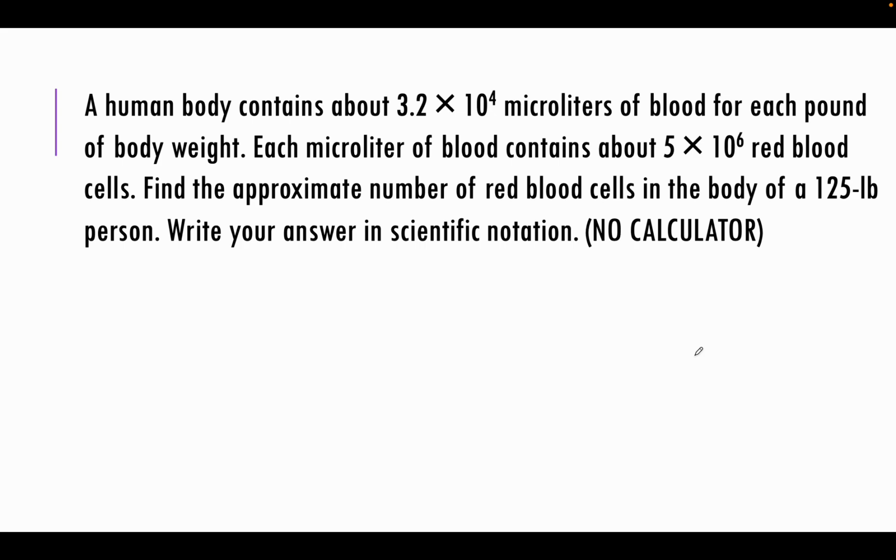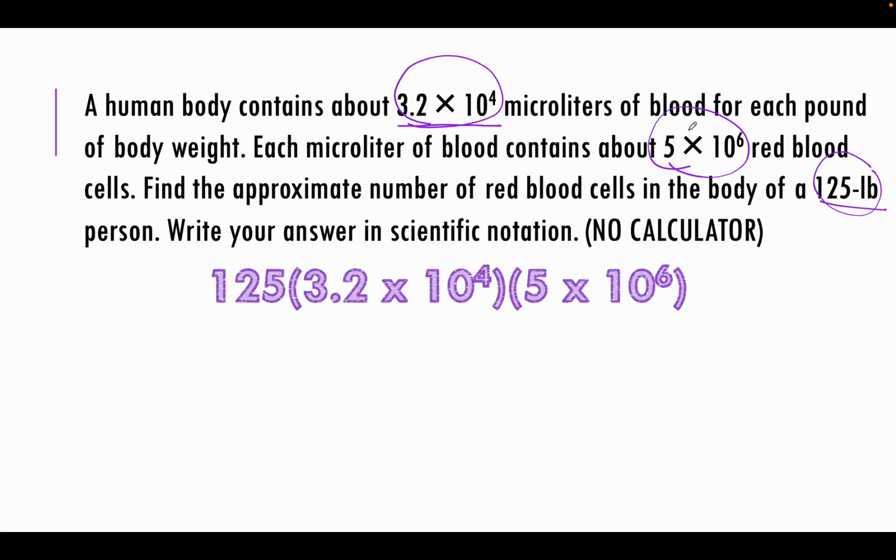Since the person is 125 pounds, and there are this many microliters of blood per pound, we're going to multiply this times this. And then for the number of red blood cells per microliter, we're going to also multiply by that. When we do this on a calculator, you can type in the entire problem and get the answer right away. I want you to see how it works by doing it on paper though as well.